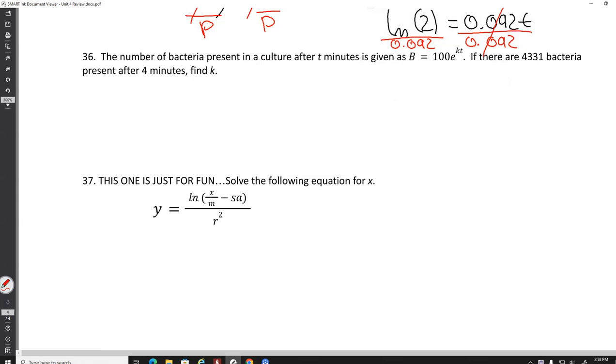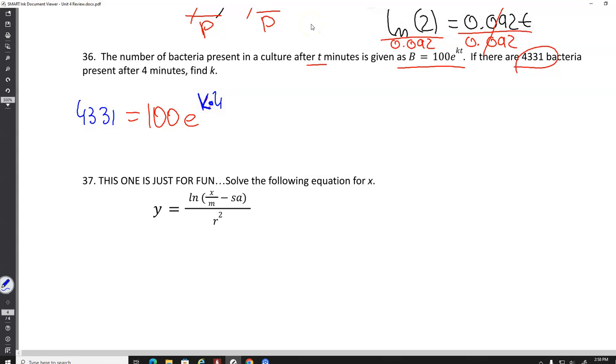All right, and the last two. 36 says, the number of bacteria present in a culture after t minutes is given as B equals 100 e to the K times t. If there are 4,331 bacteria present after 4 minutes, find K. K is our rate, okay? So we find K. So they're saying that after whatever minutes, we are going to end up with 4,331 bacteria after 4 minutes, okay?